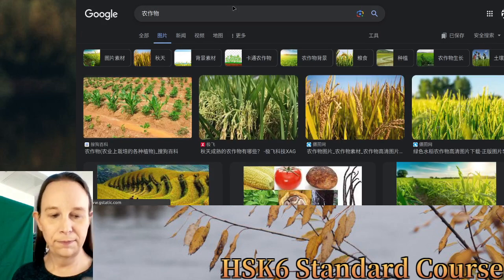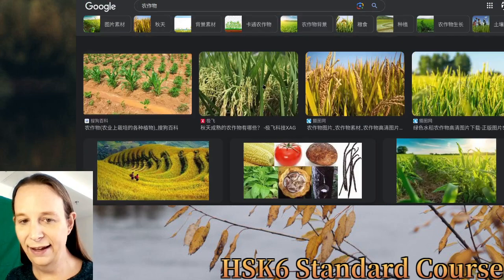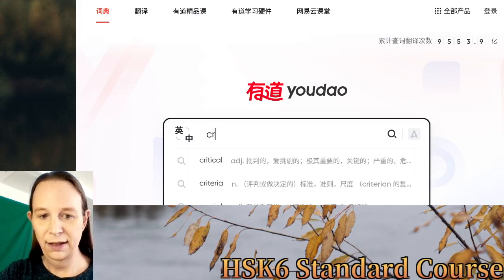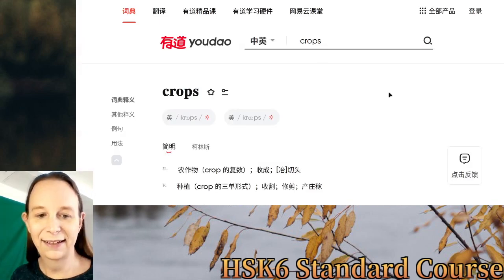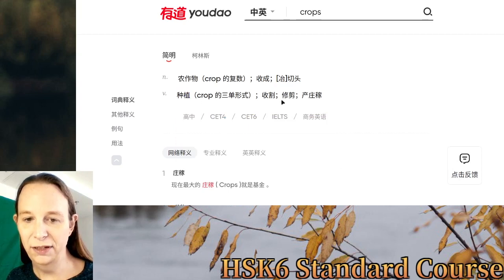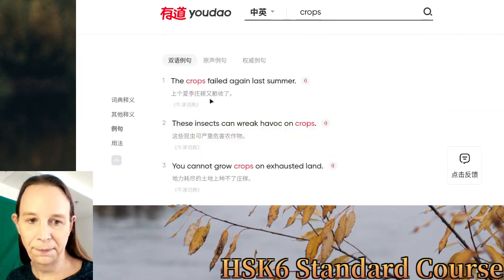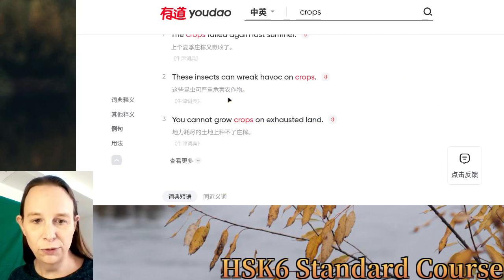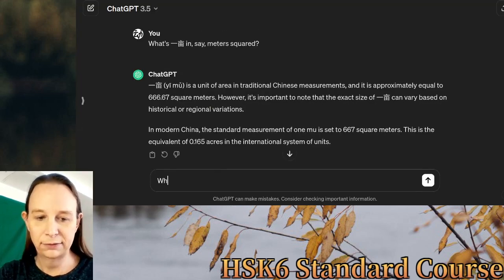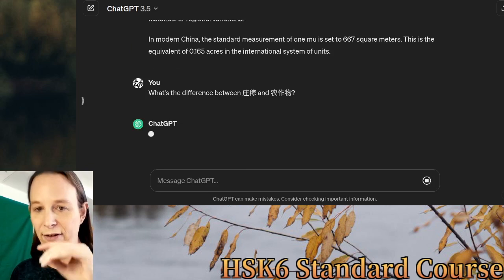What is 农作物? They seem pretty similar. 农作物 or 农作. Is there another word for crop? Crop. Crops. 种植 not exactly the same. 种植小麦是吧？庄稼。庄稼，农作物，庄稼. Okay, what's the difference between 庄稼 and 农作物? I don't know. Maybe they're the same thing.